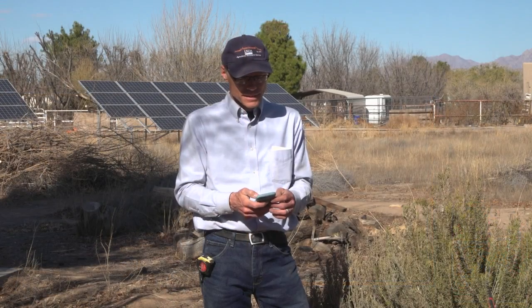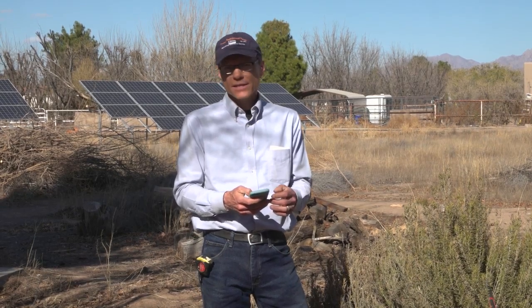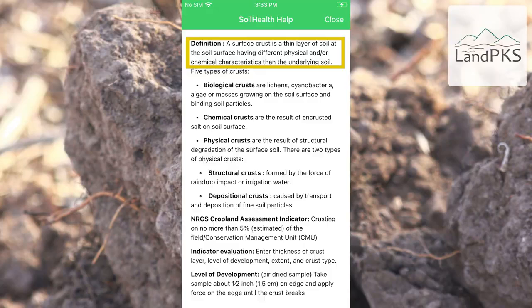The next one is surface crusts. And again, this is a fairly simple one. It's basically just asking, is a crust present? And a crust is basically a layer on the surface that is hard, and it is preventing moisture from moving into the soil, if it's a physical crust.